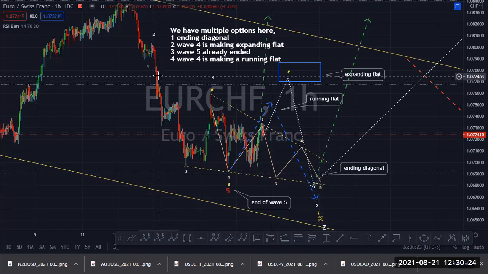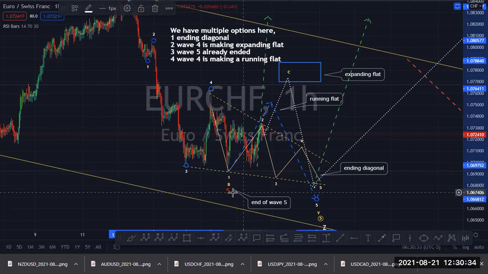place. Third one, wave 5 has already taken place. This is wave 4, then wave 5 can be here. And if that is the case, it means this is wave 1, this is wave 2. Then wave 3 will move fast above this level, and it continues to go up.